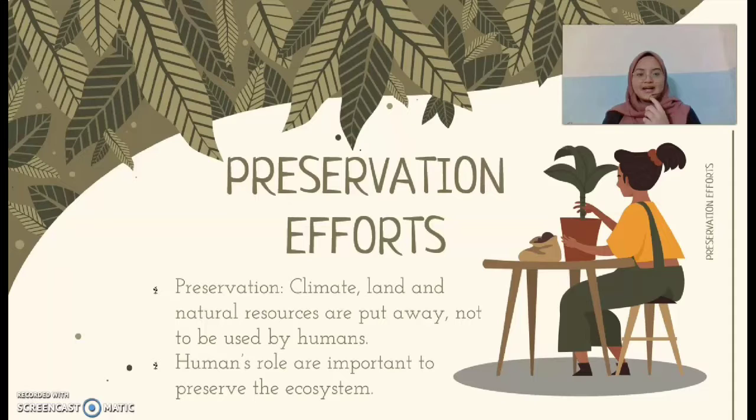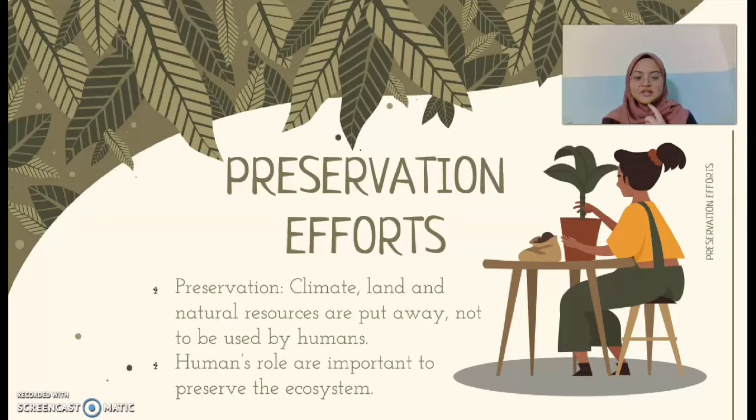Thank you. Hi, Assalamualaikum. My name is Nur Ani Zulaika, and I'm going to discuss the preservation effort. First of all, the environment is very important to living things and must be preserved. Preservation is when the climate, land, and natural resources are put away, not to be used by humans, but only used for their natural beauty and inspiration.